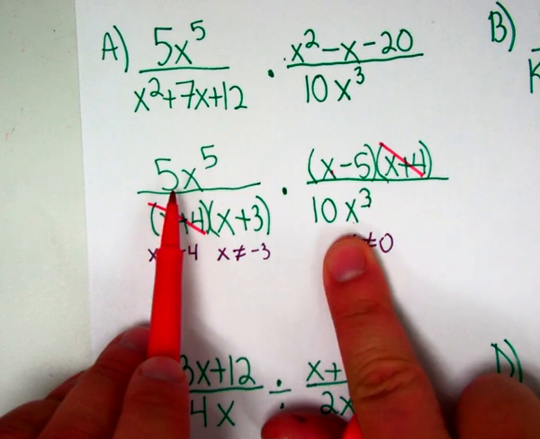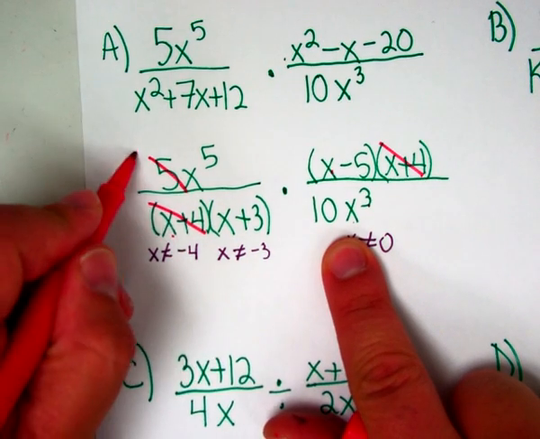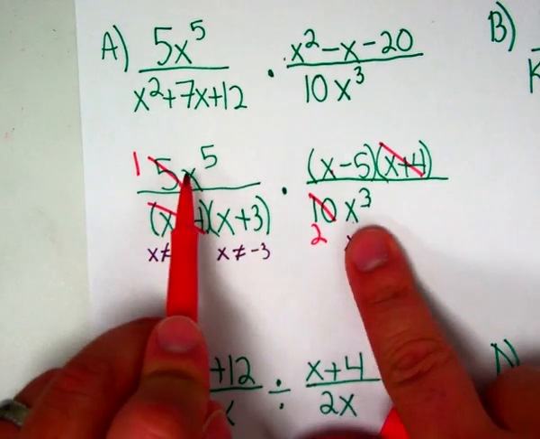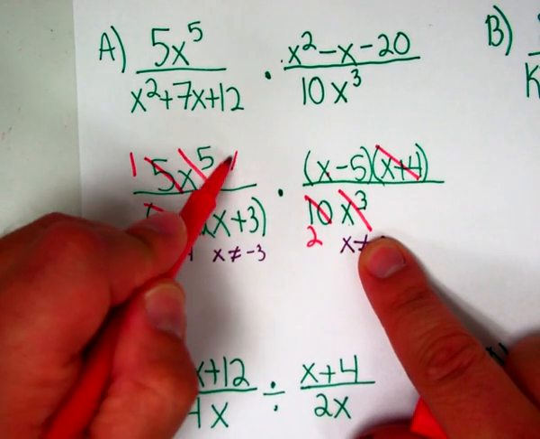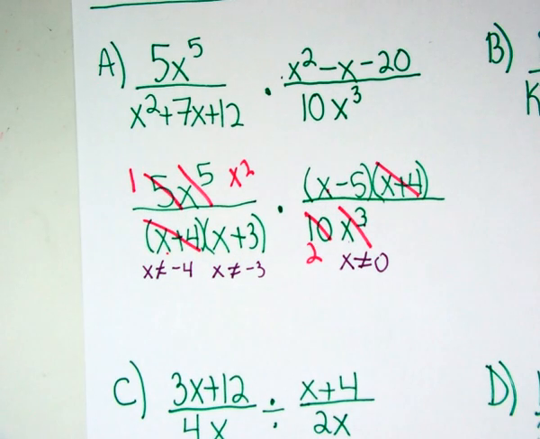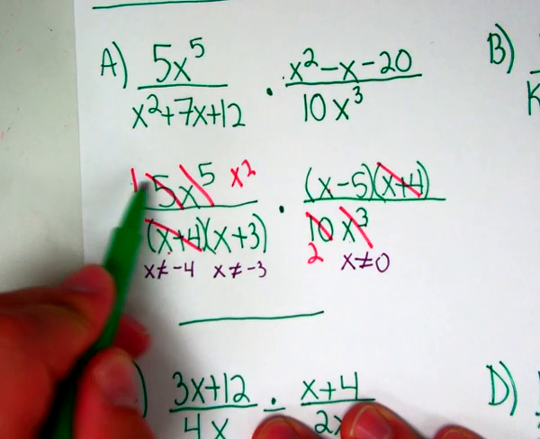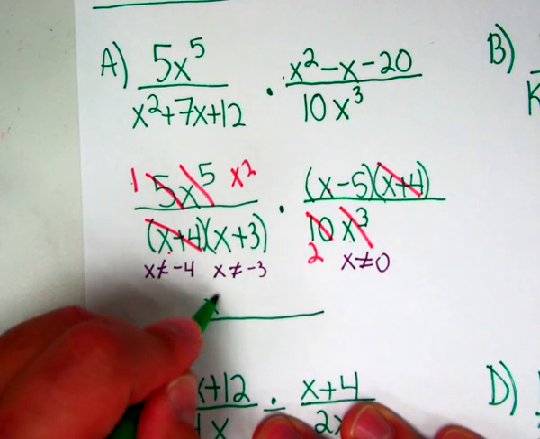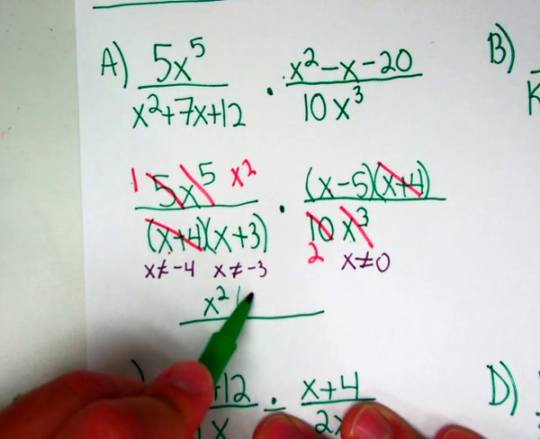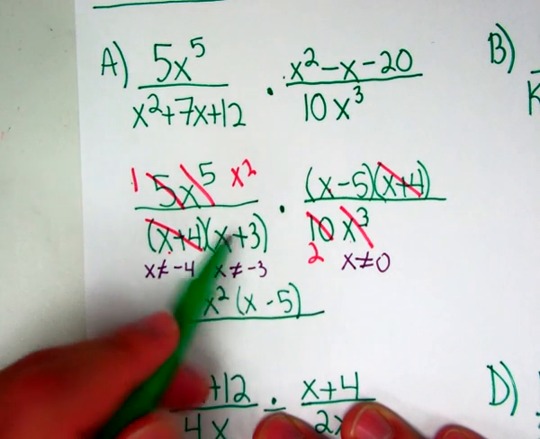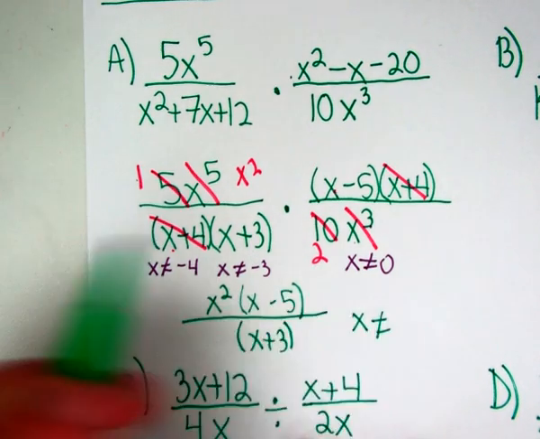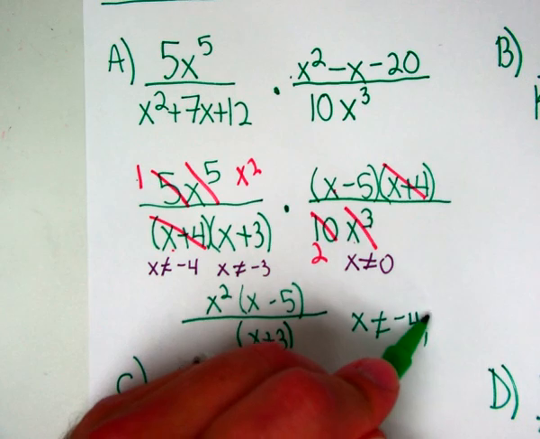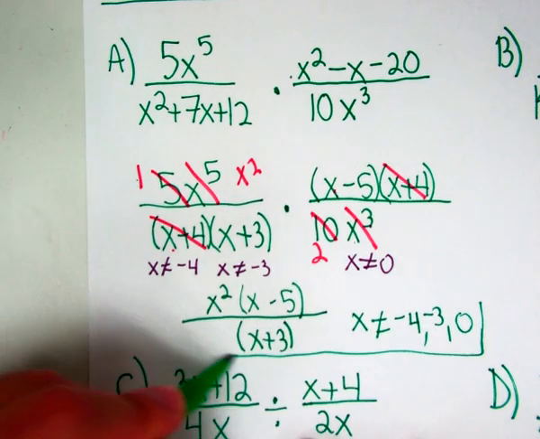So if we have 5 and 10, we can reduce this and make this a 1 and a 2. If we look at the x's, we have 5 x's on top, 3 on the bottom, so we can get rid of 3 here, and we're only going to have 2 remaining on top. So it gets a little messy, but you just got to keep track of what you have remaining to get your simplified answer. So we have 1 x squared, x minus 5, and then on the denominator we have x plus 3. And again, recall your domain restrictions for this were -4, -3, and 0. So this is your overall simplified answer for the problem.